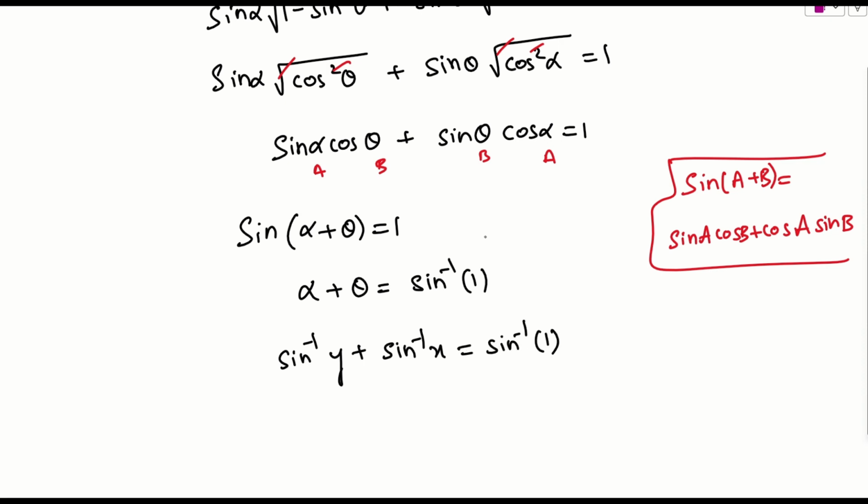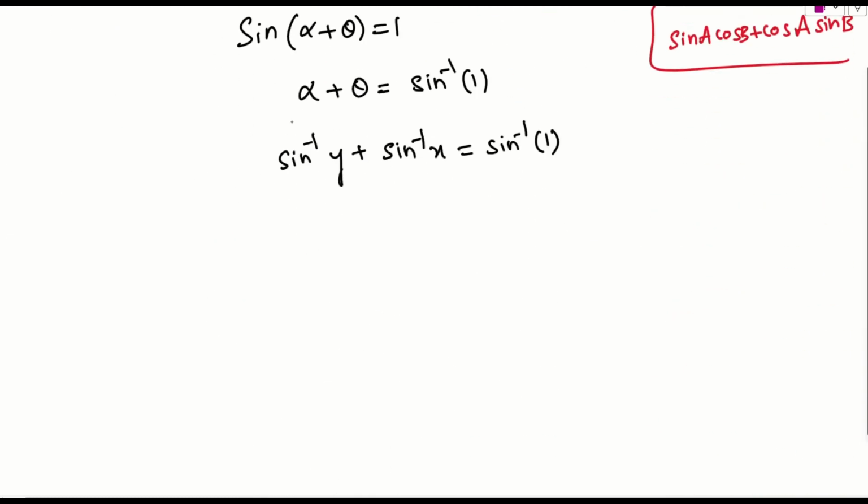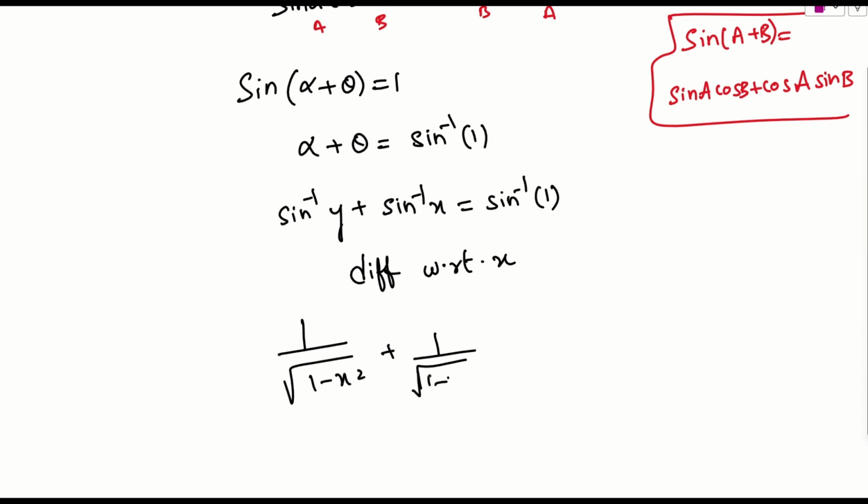What is our main thing? They are asking us to find dy by dx. So what we will do is differentiate this function with respect to x on both sides. What is the derivative of sine inverse of x? We already know, this will be 1 by the square root of 1 minus x squared, plus 1 by the square root of 1 minus y squared. Fine, let it be.